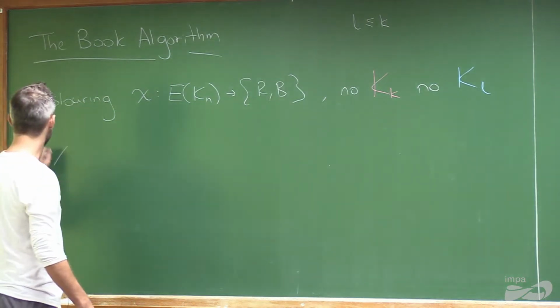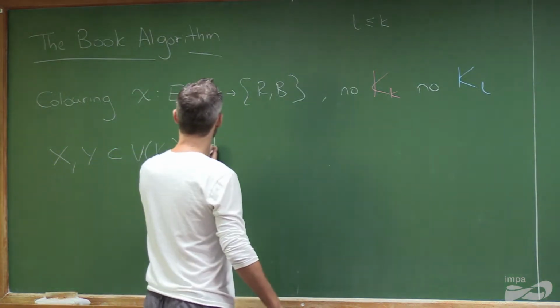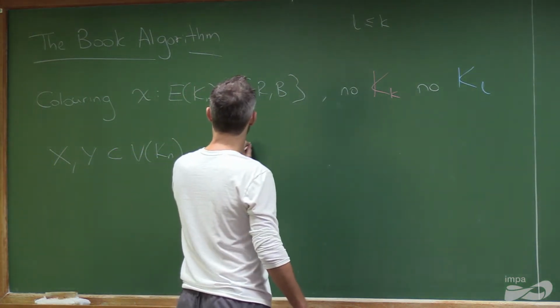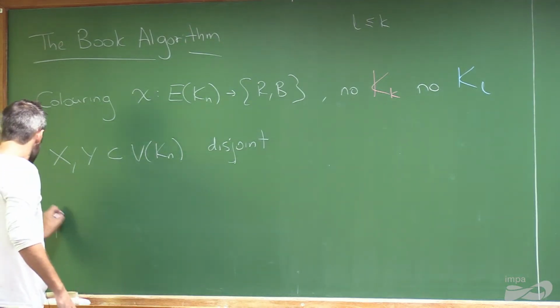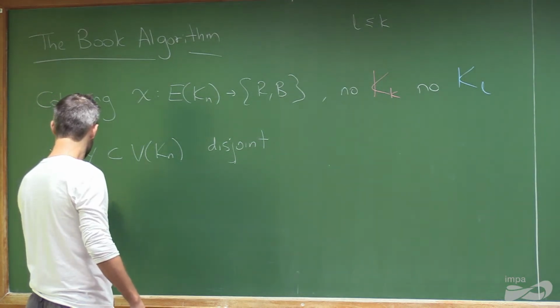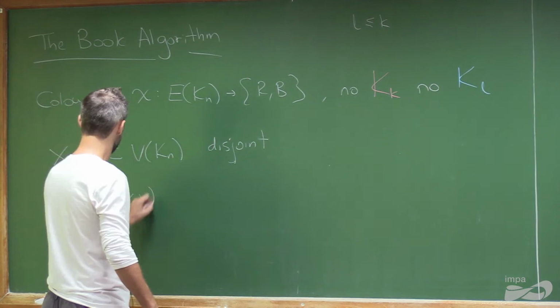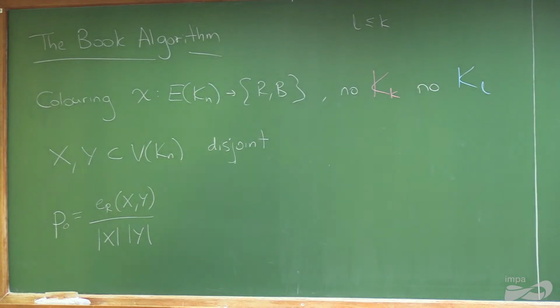So we have two sets X and Y, disjoint subsets of the vertices. Think of it as being a random equipartition of the vertex set. And p at every given time, let's say p0, is the density of red edges between X and Y at time 0. If you like, you can think of these as X0 and Y0. I'm just going to call them X and Y, and I'm going to update them in the algorithm. But these are our initial sets.